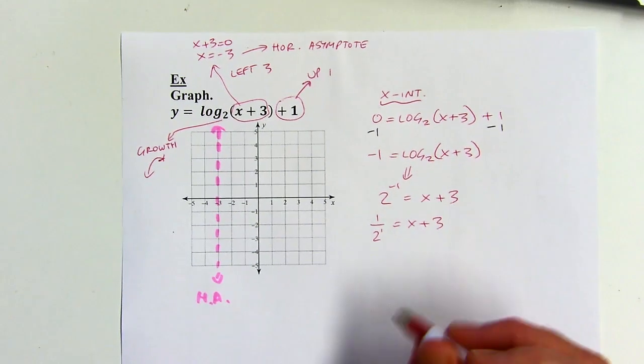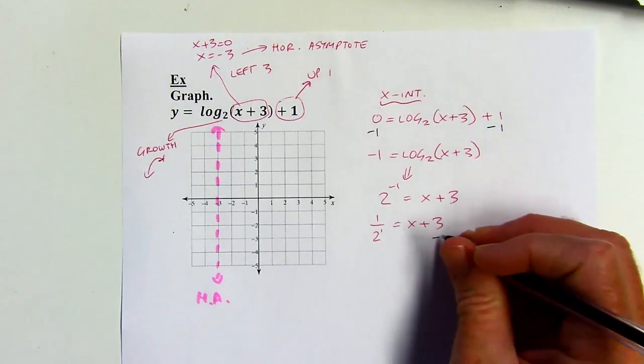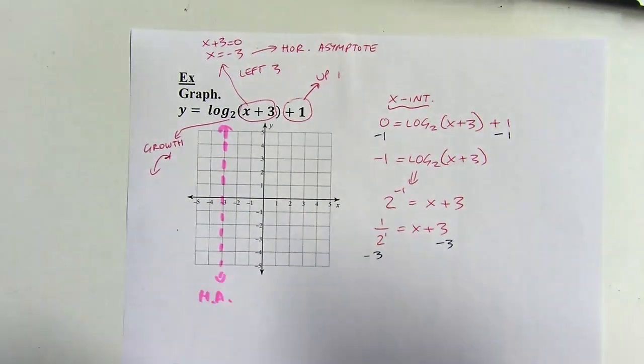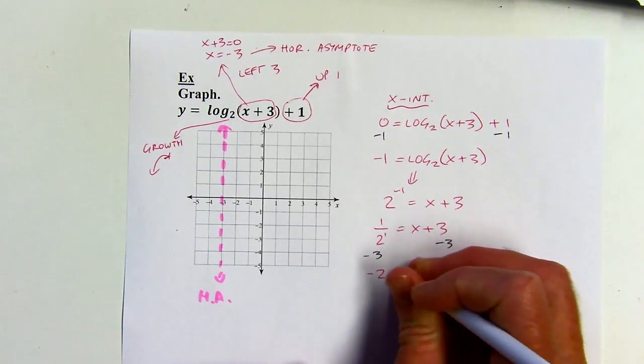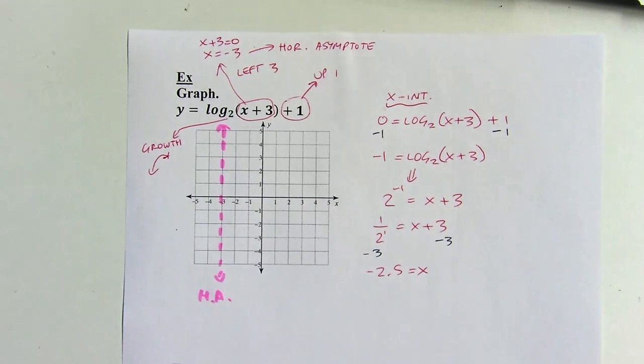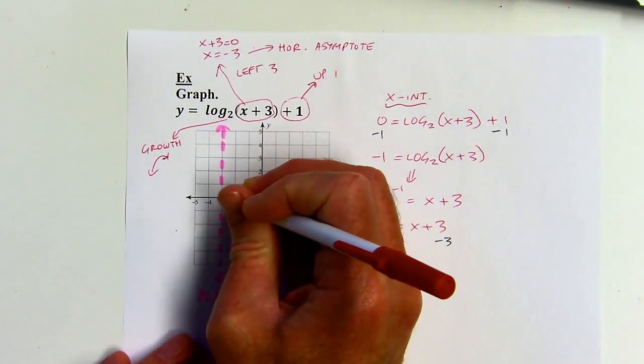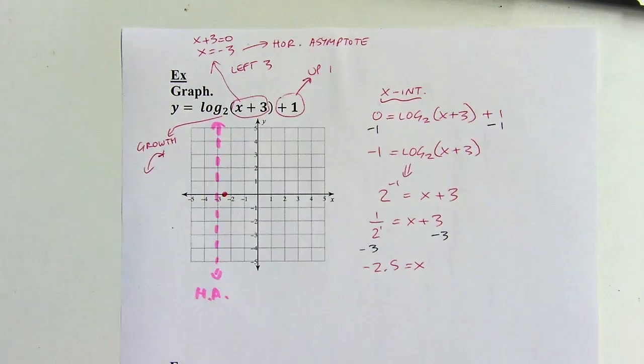Okay, and now I'm going to subtract 3 from both sides. So I've got 0.5 minus 3, that would be negative 2.5. Okay, so let's see if that fits in. Negative 2.5 is my x-intercept. There it is. Okay, let's find a y-intercept.